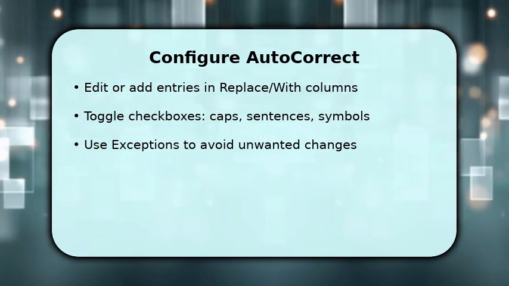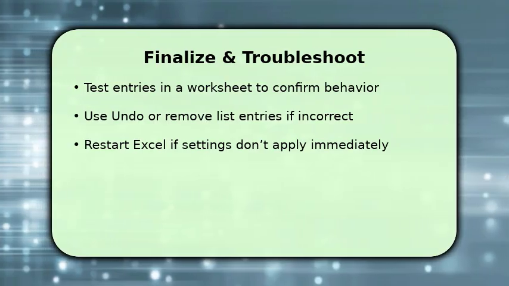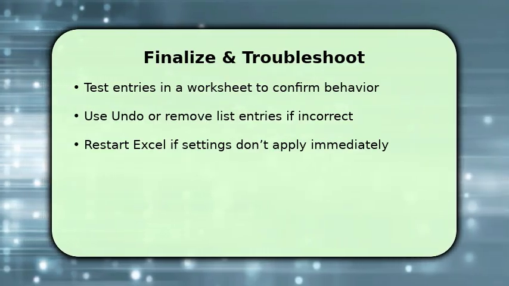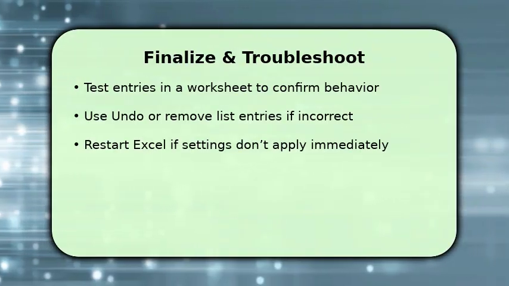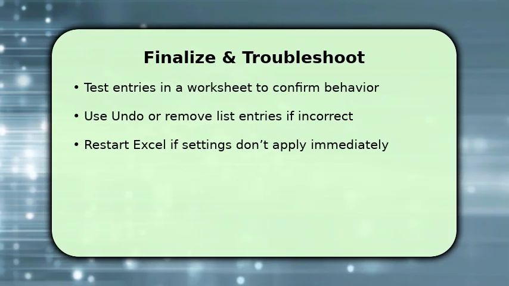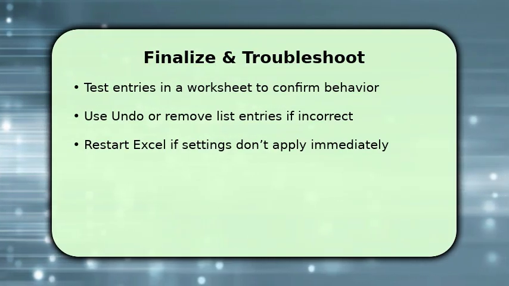Save, then finish by testing your new autocorrect entries in a worksheet so you can see how they behave in context. Type the replace text and watch Excel swap it for the With text. If a correction misfires, press Undo and open Autocorrect Options to delete or tweak that entry.